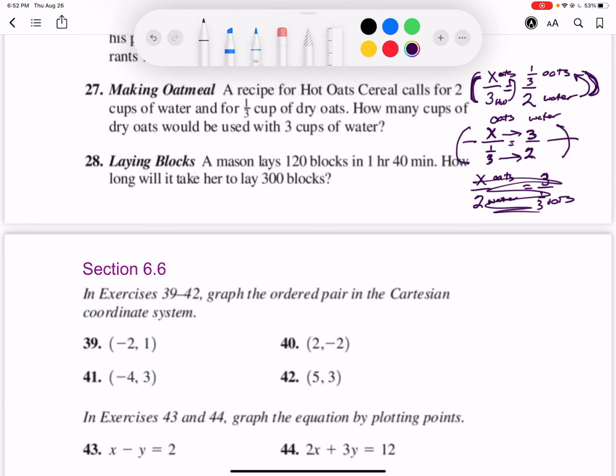And then let's go ahead and do this one. So I picked this one. That's going to give us 2x equals 1, or x equals 1/2. So we're going to use 1/2 of a cup of oats with 3 cups of water.